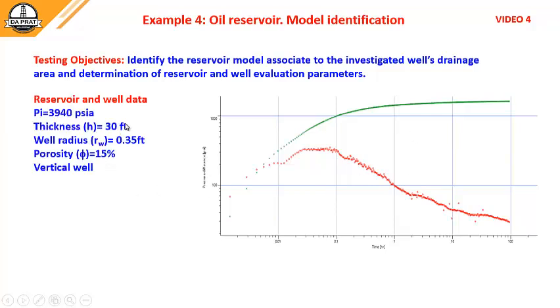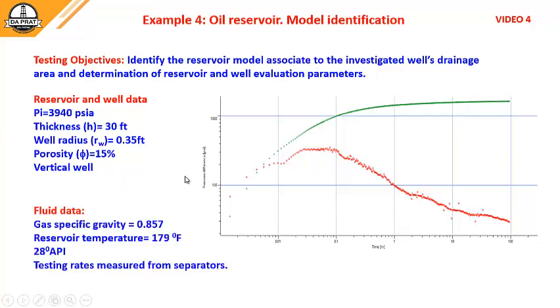Our reservoir and well data is shown here. We have initial pressure 3,940, thickness 30 feet, well radius, porosity. It's a vertical well. I'm saying this because we will see later on that, according to flow regime identification, and for those of you that already have experience on that, you can see here there is a half slope negative trend, and we'll deal with that in a moment.